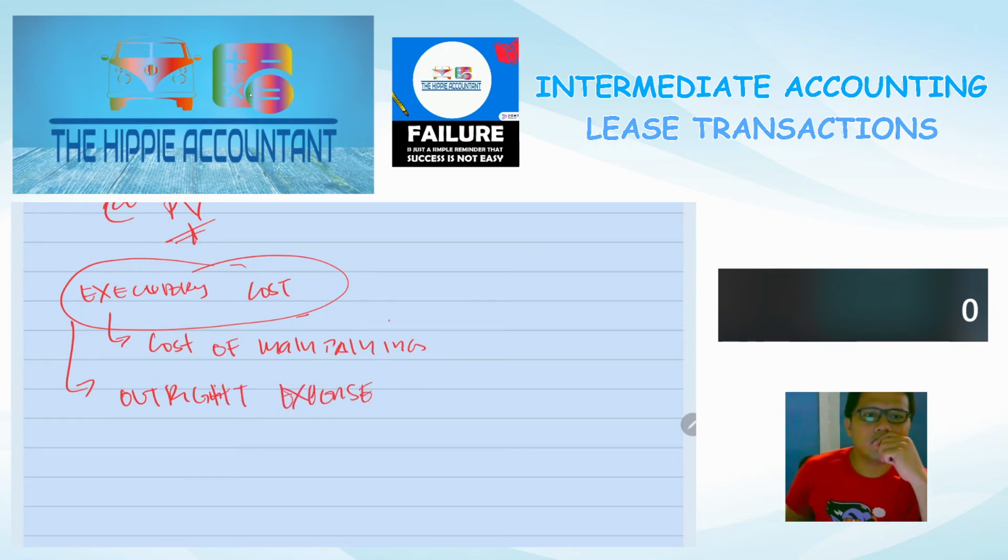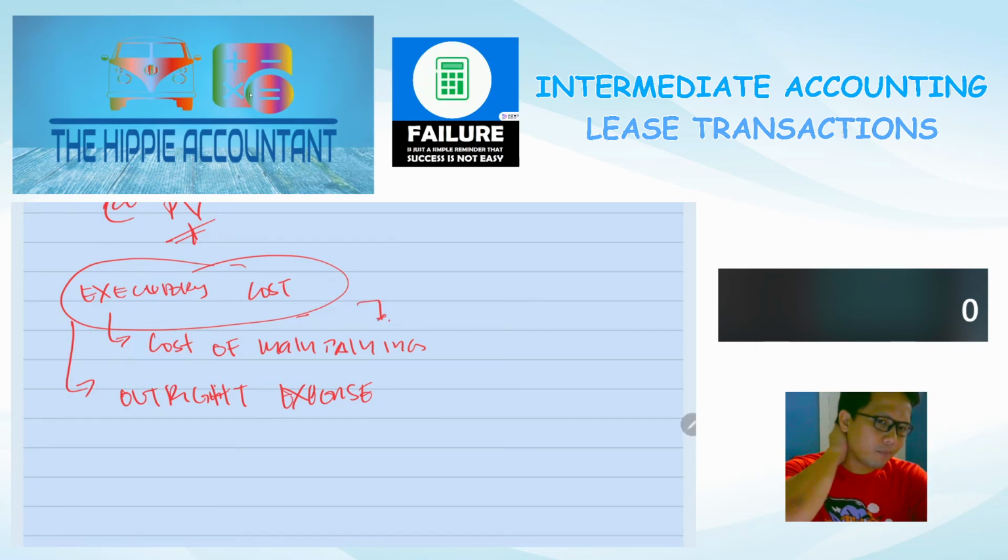expense. Okay? So, kumbaga, if we are to spend for repairs and maintenance of the subject of the lease, si lessee yung nagbayad, expense yun siya diretso. Hindi siya right of use asset. In essence, hindi siya i-capitalize as right of use asset. If we are to pay for real property tax, expense din yan siya diretso. Okay? So, remember that, executory cost.